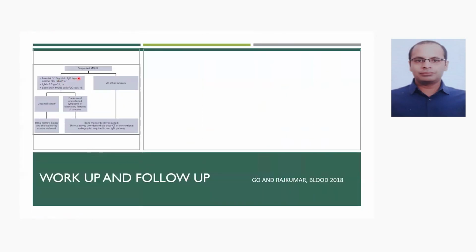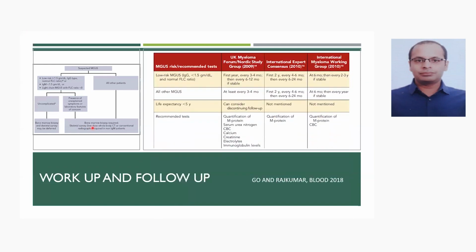If you have a suspected MGUS, there are certain low risk features like a low amount of immunoglobulin, less than 1.5, IgG subtype, and normal free light chain ratio. Or if there is an IgM subtype or light chain ratio less than 8, if there are no other complications, bone marrow biopsy can be done or can be deferred in such a scenario. If there are unexplained symptoms or other lab features of concern, barring these, in this scenario, you usually proceed for a bone marrow biopsy. You can consider other imaging in such patients also.